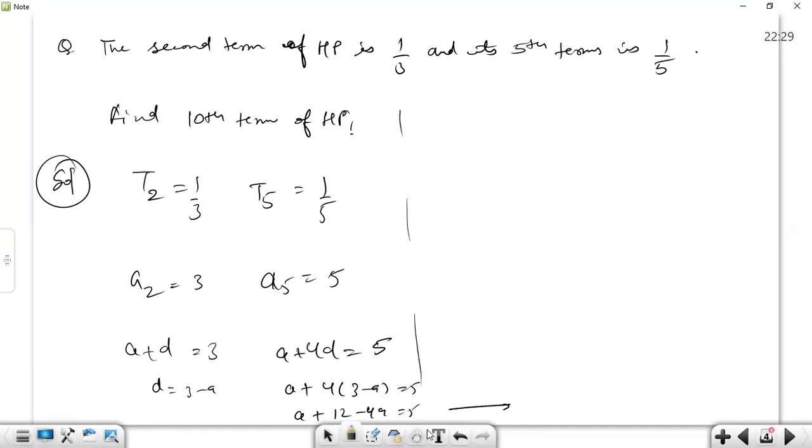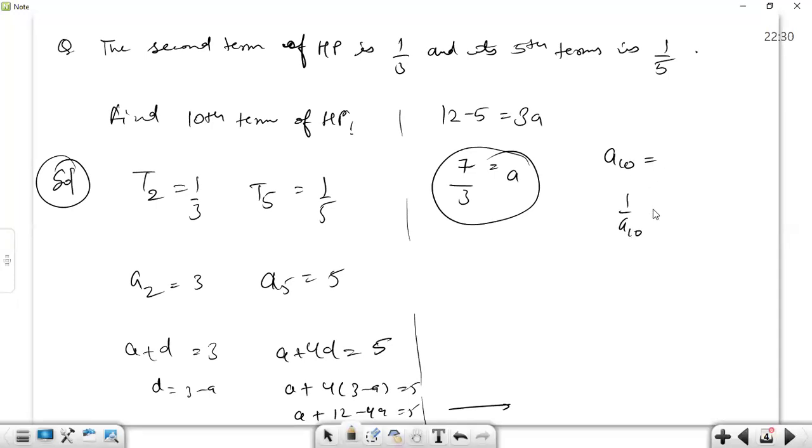Now solving this ahead. 12 minus 5 equals 3A. Taking minus 3A to the right-hand side makes it positive. So 12 minus 5 becomes 7. So 7 divided by 3 is the first term of AP. Now remember, this is the first term of AP. We have to find the 10th term of AP, and then we'll take its reciprocal, and that will be the 10th term of HP.